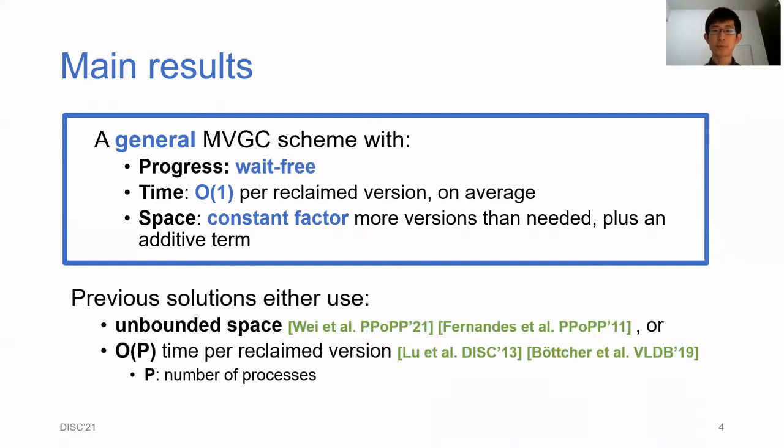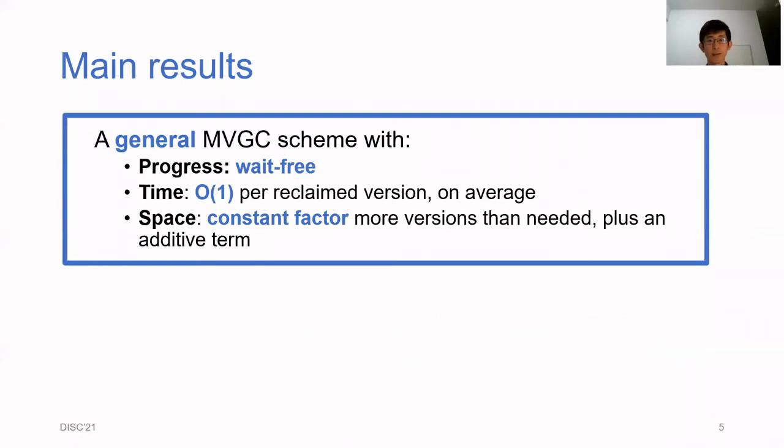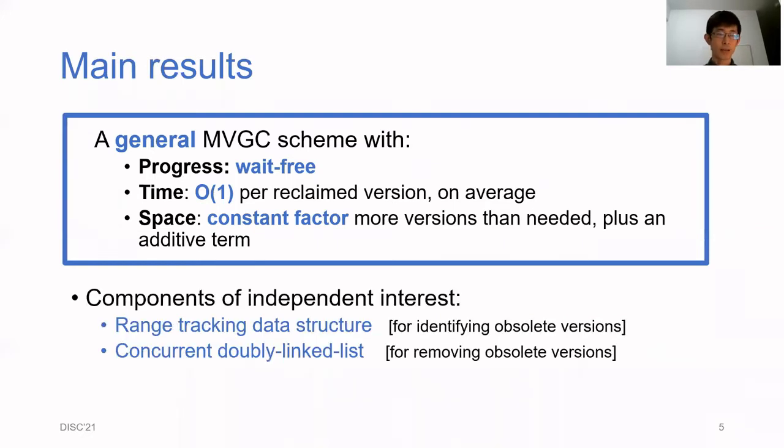Several earlier solutions have been proposed, but to the best of our knowledge, all of these solutions either use unbounded space or require time proportional to the number of processes. So achieving these time and space bounds was a challenging task, and it required multiple new components. Some of these components, for example, our range tracker and our doubly linked list, we believe have broader applications outside of this garbage collection problem. And we'll talk more about these in future slides.